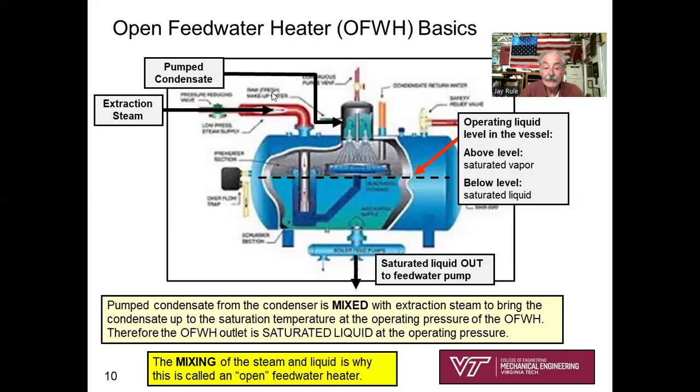Two streams coming in, basically compressed liquid coming in, and extraction steam coming in. This vessel is operating above atmospheric pressure, typically 10 to 30 pounds per square inch gauge. Okay, what's coming out of this vessel is saturated liquid because of the nature of gravity, and it's going on to the boiler feed water pump. Open feed water heater.